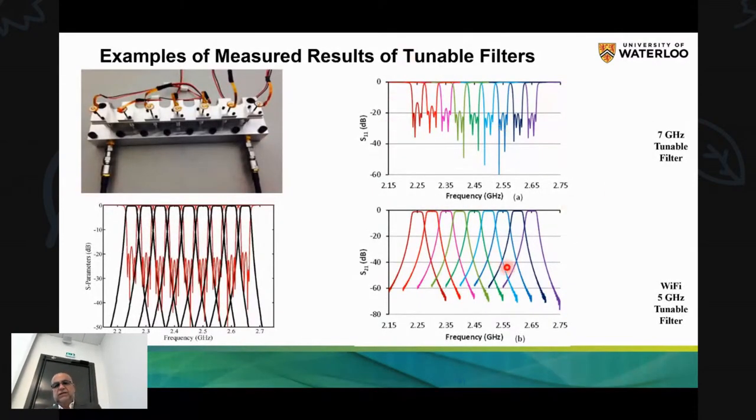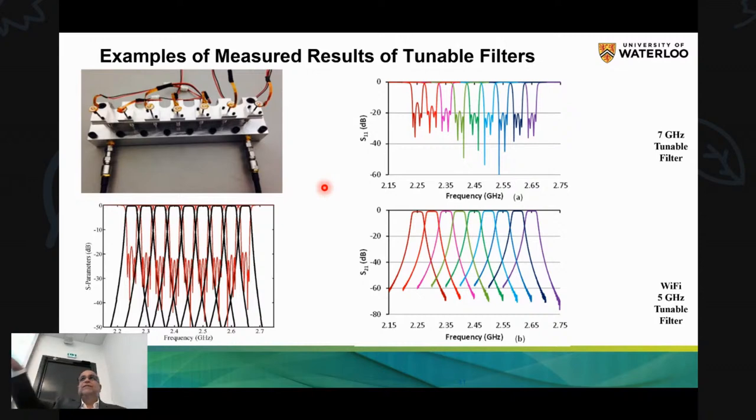This shows you some applications we developed, examples of filters. But I just want to tell you, tunable filters are extremely tough to design. Anybody can make tunable filters, but to make a tunable filter which has constant bandwidth over the tuning range, and particularly over a wide tuning range, is extremely challenging. So when you work on tunable filters, you need to design them well, design them properly, because lots of people publish filters.